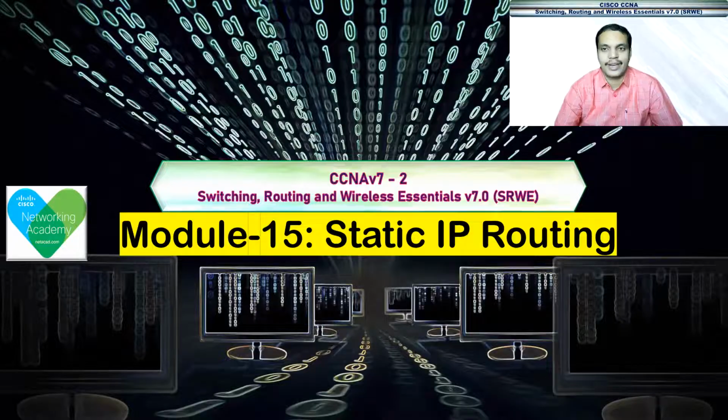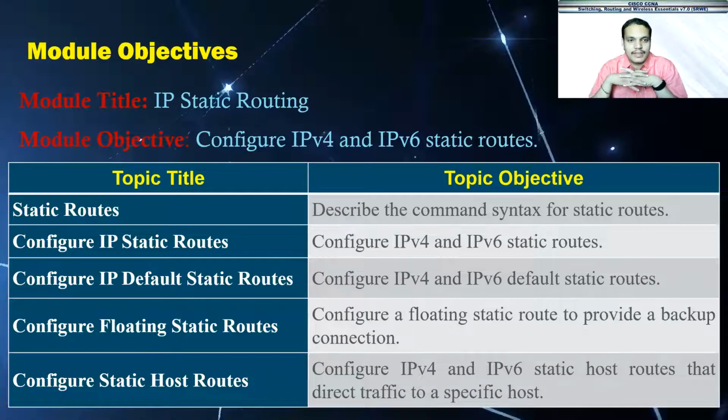So let's get going. These are the different topics that we are going to cover as part of this module. We will discuss the command syntax for setting up static routes, how to configure IPv6 and IPv4 static routes, default static routes, and what is the need for a floating static route, and how to configure it to provide a backup connection. We will also discuss configuration of IPv4 and IPv6 static host routes that direct traffic to a particular or specific host.